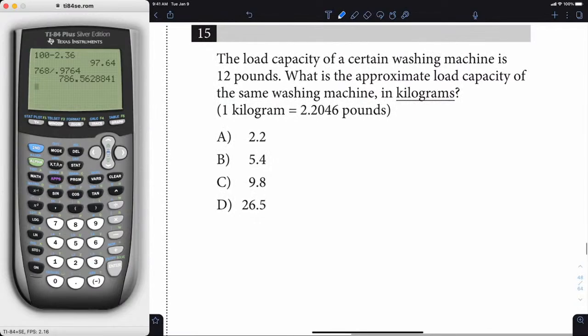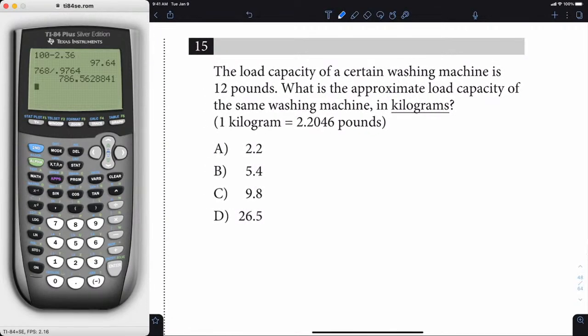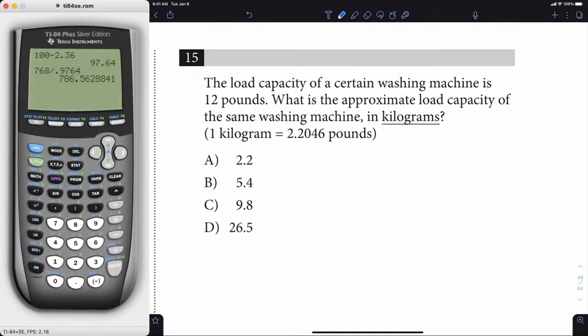Load capacity of a certain washing machine is 12 pounds. What is the approximate load capacity of the same washing machine in kilos? Okay, so this is a unit conversion. The first thing we need to do with the unit conversion is take what they give us and write your units. Don't forget to write your units.